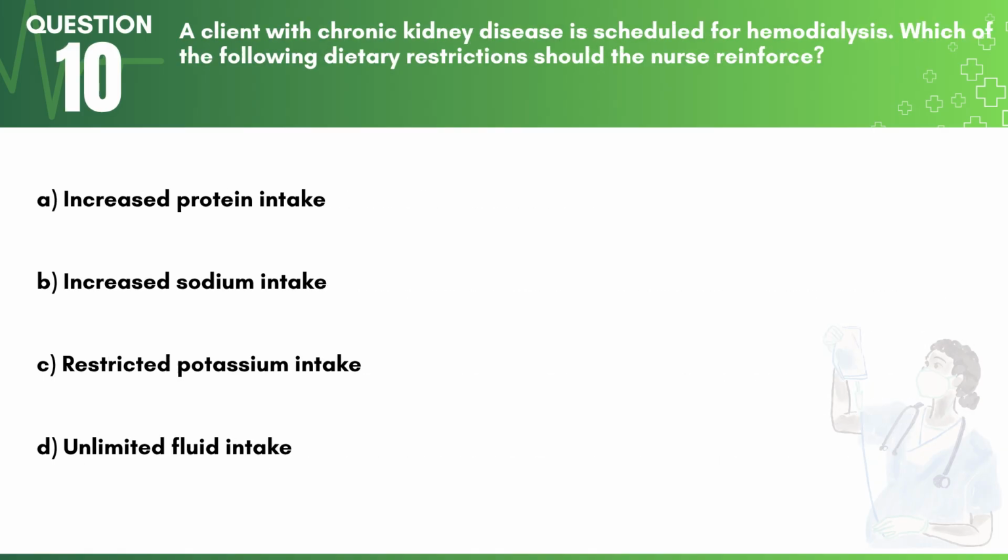Question 10. A client with chronic kidney disease is scheduled for hemodialysis. Which of the following dietary restrictions should the nurse reinforce? A. Increased protein intake. B. Increased sodium intake. C. Restricted potassium intake. D. Unlimited fluid intake.